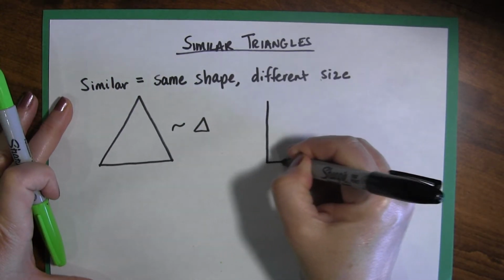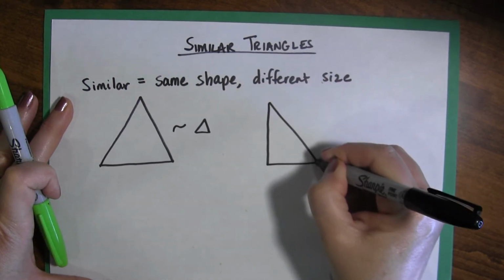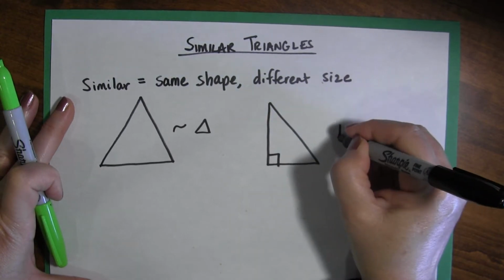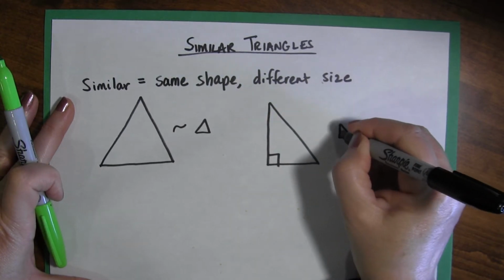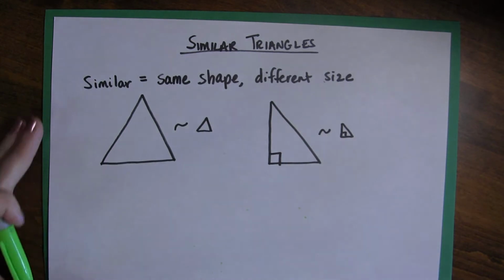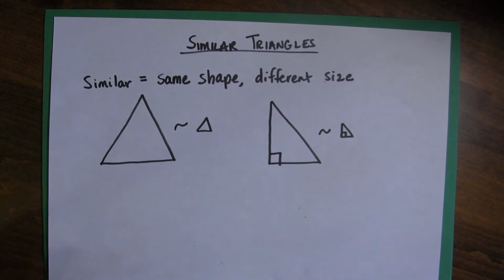You could also have a right triangle and a little baby right triangle. Again, those are similar. So they have the same shape, but they have different sizes.